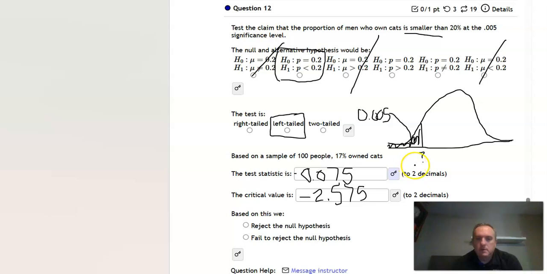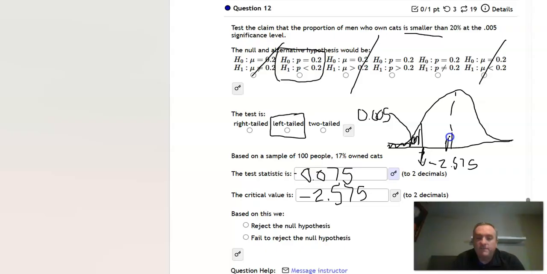All right, so this is the z-score that we're looking for. So this z-score is negative 2.5758. And we're looking for, is the test statistic in that region to the left of negative 2.575? And it's not. Negative 0.075 is pretty close to the mean, be right about here. So the test statistic is not in that area.